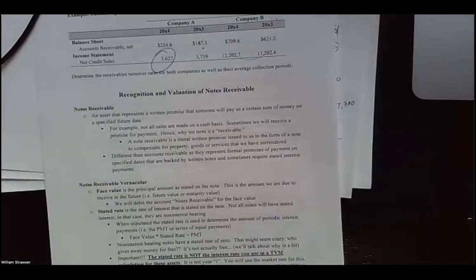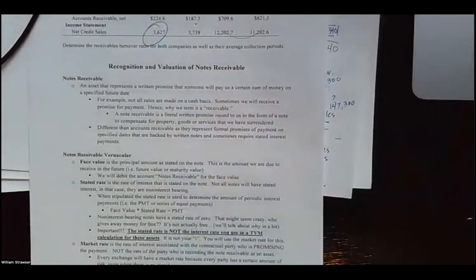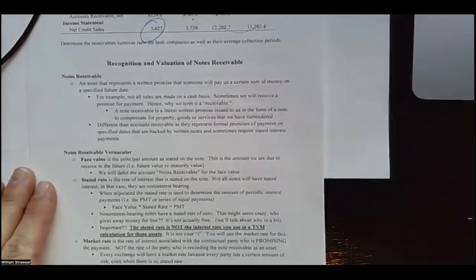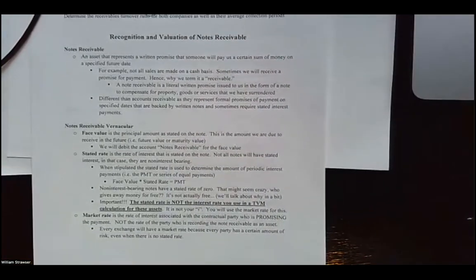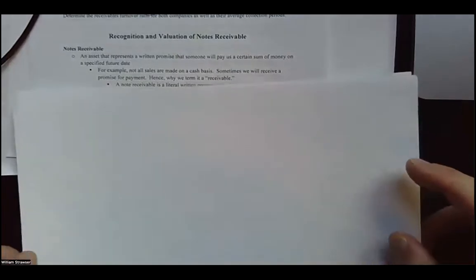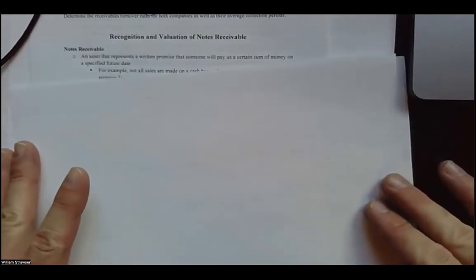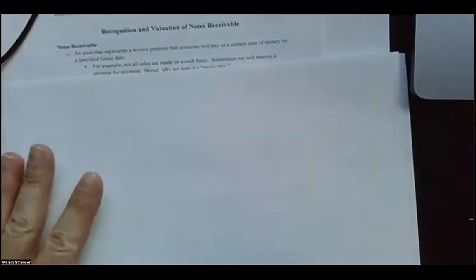And I do have some notes on notes receivable. This is just when I've covered it in depth in other iterations of the course, when I've put more emphasis on this. So in some ways, I believe it's a little bit of overkill. I want to talk about them just more generally and how we value and recognize them.